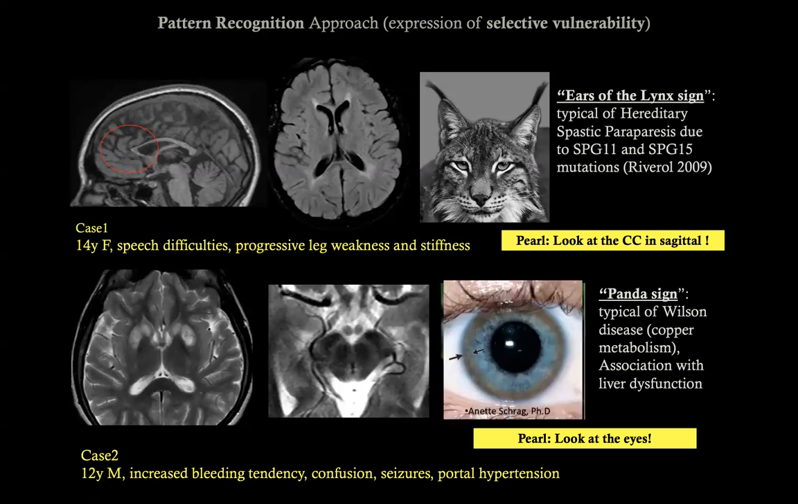Look at the eyes. The Kayser-Fleischer rings are very, very typical of this disease, and easier to pick up, to be honest, than the panda face in the midbrain. And also you will have liver problems, in this case portal hypertension.